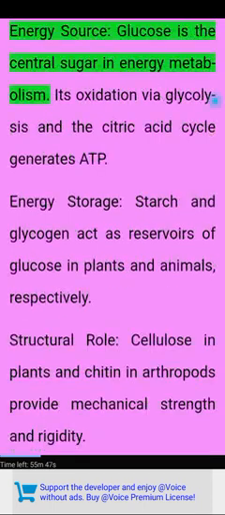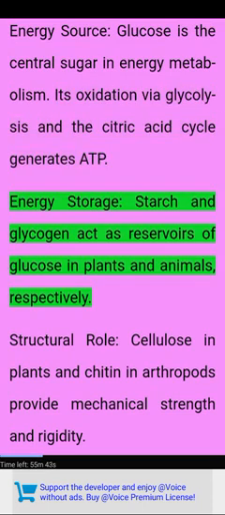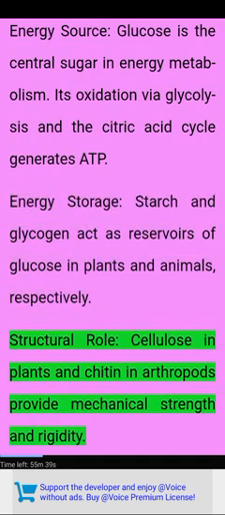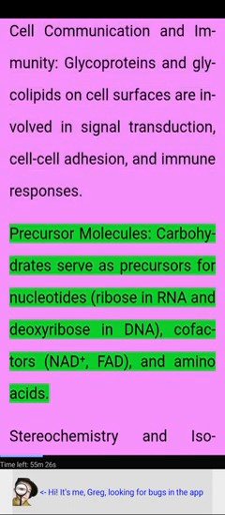Functions of carbohydrates. Energy source: glucose is the central sugar in energy metabolism. Its oxidation via glycolysis and the citric acid cycle generates ATP. Energy storage: starch and glycogen act as reservoirs of glucose in plants and animals, respectively. Structural role: cellulose in plants and chitin in arthropods provide mechanical strength and rigidity. Cell communication and immunity: glycoproteins and glycolipids on cell surfaces are involved in signal transduction, cell-cell adhesion, and immune responses.